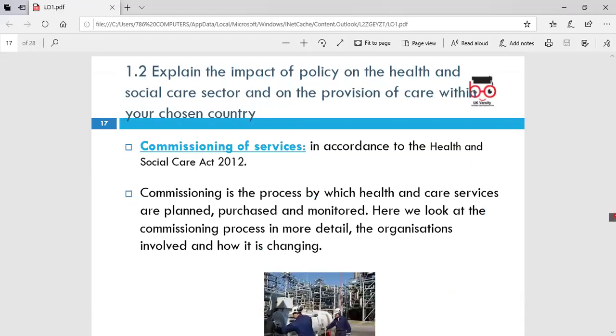So now we are explaining again the impact of policy. Commissioning of services should be according to the Health and Social Care Act 2012. So what is commissioning? It is the process by which health and social care services are planned, purchased, and monitored. So we have a look at the commissioning processes in more detail, the organizations involved, and how it is changing.